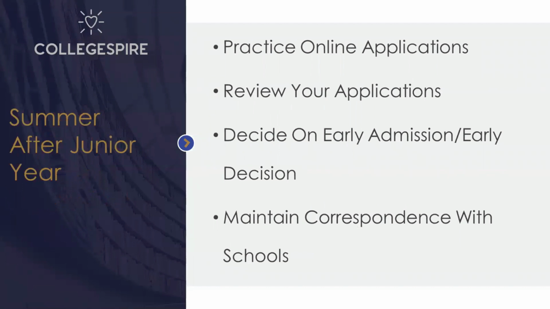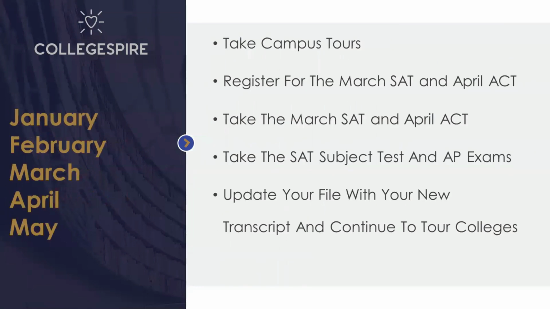Now, the next thing we're looking at is from the winter to spring, months of January, February, March, April, and May. The first thing, maybe think about taking a campus tour during your Christmas break. This gives you a great idea of what the colleges are like, especially some of the colleges that you are considering. The next bullet point, register for the March SAT and/or the April ACT test.